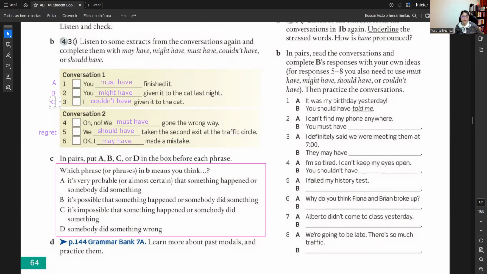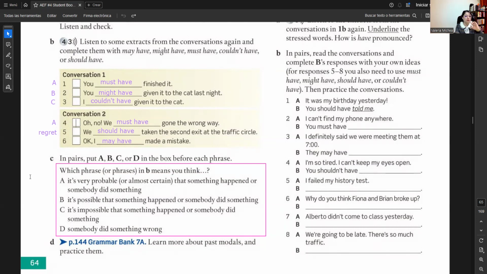What about 4? Oh no, we must have gone the wrong way. So A, B, C, or D? We must have gone the wrong way. Somebody did something wrong? I don't think so. I agree with Sergio in this one, and with Molly, with Marcelo, yeah, it's A. It is very probable. Very probable that something happened. It's not talking about someone doing something wrong.